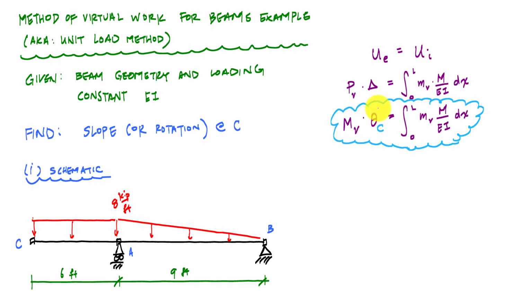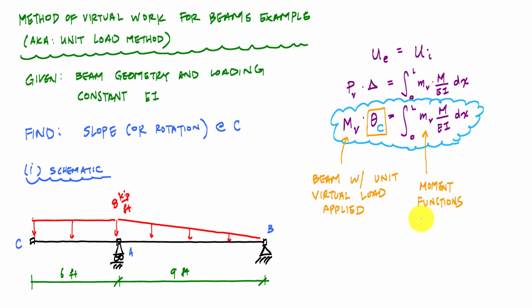And so here, you know that we're solving for this unknown right here, this theta C, the slope at C. I need to have another structure, the same schematic, the same geometry, with a unit virtual load. And for that unit virtual load, on that same beam geometry that I have here, this overhang beam, I want to determine the moment functions or moment diagram, and these will give me my virtual moment functions. And the last part that I also need is this portion right here, which is the real curvature.